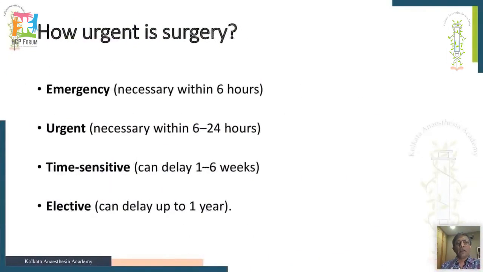How urgent is the surgery? Extremely important. Emergency surgery needs to happen within 6 hours, urgent surgery within a day, or it is time sensitive, which can be delayed till 1 to 6 weeks, the so-called high acuity surgeries or intermediate acuity surgeries, and elective, which can be delayed up to 1 year, very, very few and far between, like other than the arthroplasties and maybe certain reconstructive plastic surgeries, which can be delayed up to 1 year.